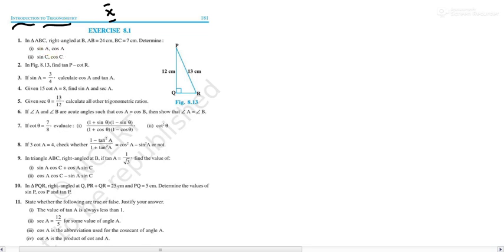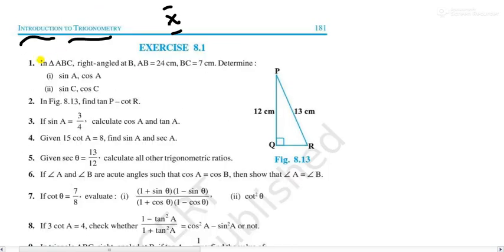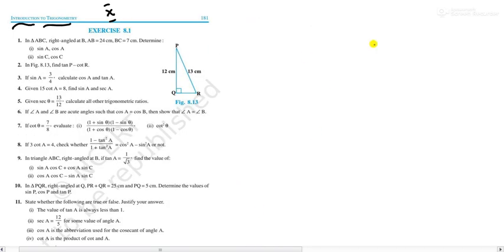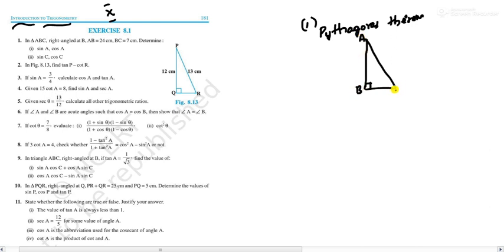Okay guys, so let us start with our first question, but before that I will ask you to remember a few topics. The first thing is the Pythagoras theorem. I hope you are aware of this. Pythagoras theorem, what does that mean? If there is a right angle triangle, imagine ABC is a right angle triangle. Angle B is 90 degrees.